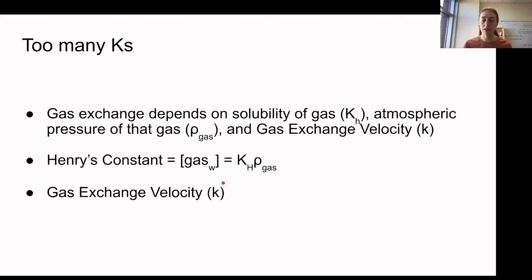Our gas exchange velocity, little k, acknowledges that while Henry's constant was derived for perfectly ideal conditions, with perfectly still waters and gases diffusing between the atmosphere and the water, in reality, in nature, we have way more variable conditions with turbulence and different velocities and different wetted areas and all sorts of stuff. So we have to create a new variable, which is our gas exchange velocity, K. This is the rate at which gas exchanges between the atmosphere and the water to make up for all of that variability.